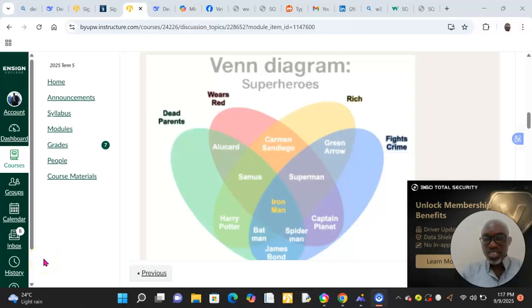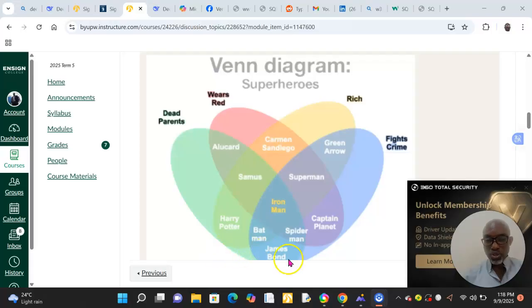The most interesting insight here is that James Bond is not rich, which we can represent using SQL logic: fight crime intersect dead parents, except wears red, except rich.